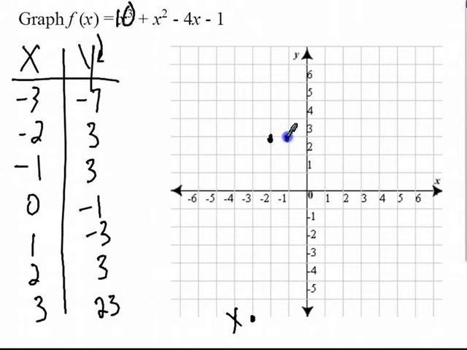Okay, so something's going on here. Obviously, we're coming up here, and then we're going to have what we call a turning point that we'll talk about later, right here. And then 0, we're down at -1. 2, oh, sorry, I skipped 1. 1, we're at -3. 2, we're at +3. And then 3, we're at 23. So we're way up here. We don't know what's going on.